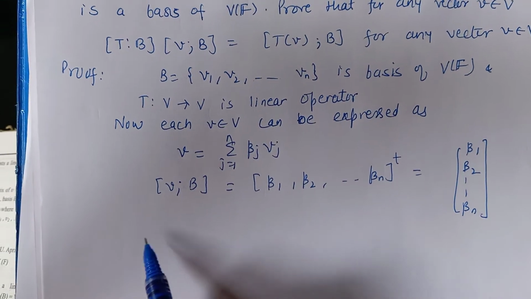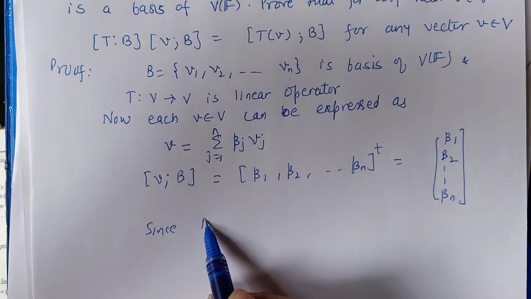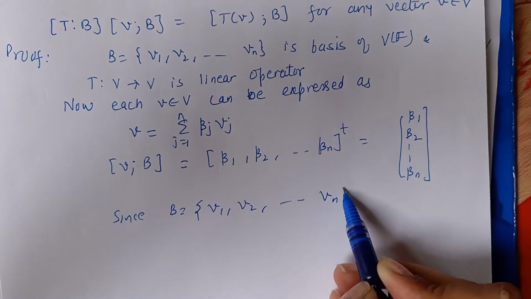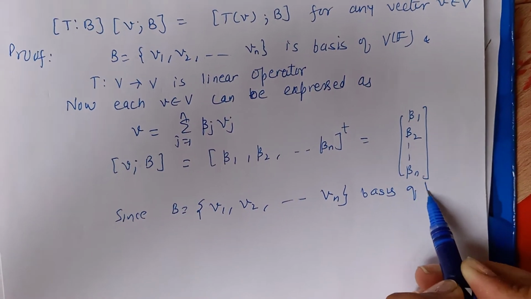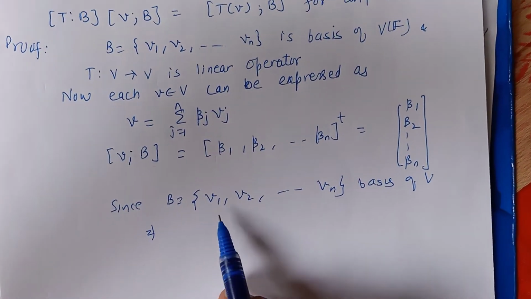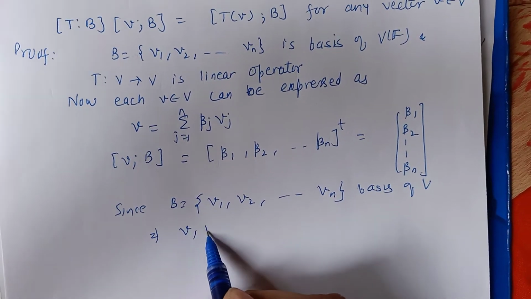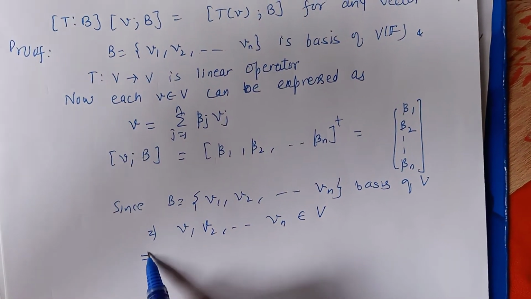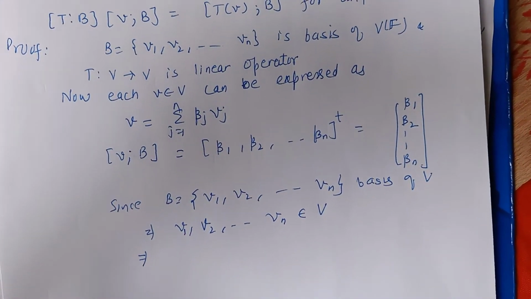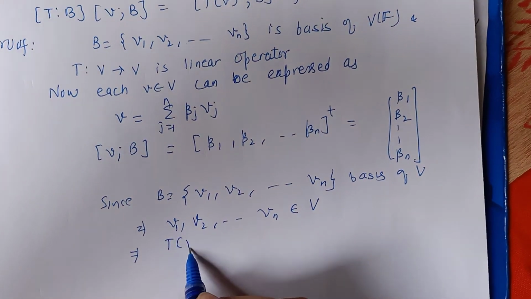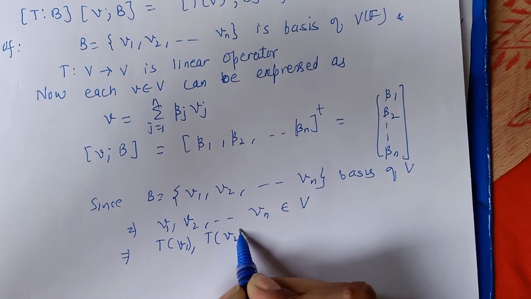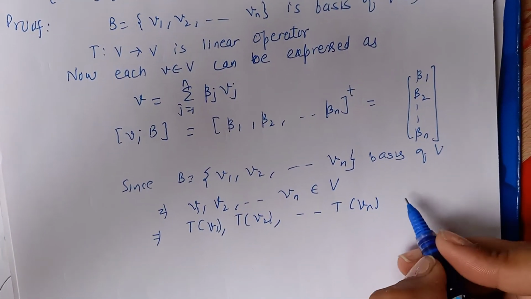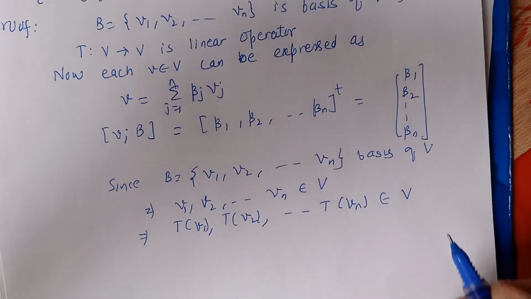Now since this B is a basis of vector space V, therefore all these basis elements are from V only. So it means their images, that is T of V1, T of V2, and so on up to T of Vn, they all are in V only.